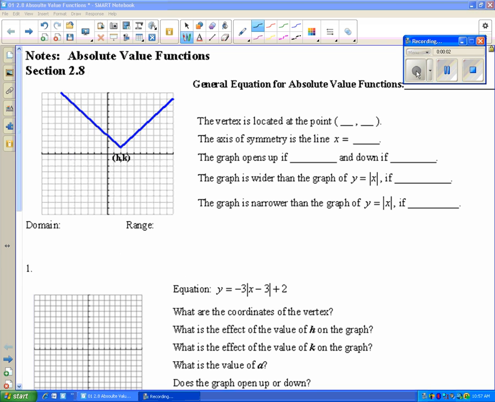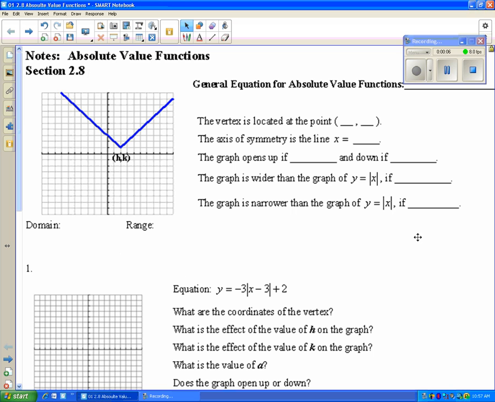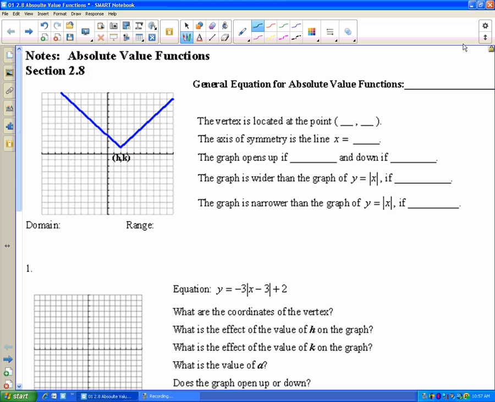So here we go. We're starting chapter 5. We can call this unit 3. We're going to start by going back and looking at absolute value functions and how to graph absolute value functions. These pages can be found on Course Pack page 501.